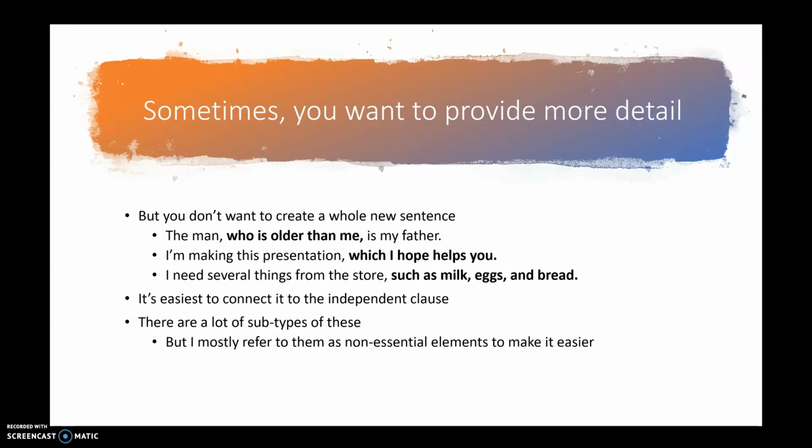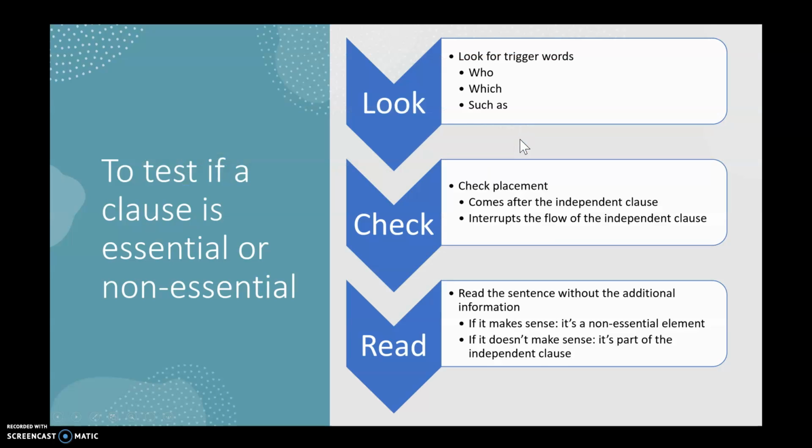I'm making this presentation, which I hope helps you. I need several things from the store, such as milk, eggs, and bread. Sometimes you just want to add a little extra information, and it's easier to connect it to the independent clause than to make a whole new sentence. There are a lot of different subtypes of these, and I just mostly refer to them as non-essential elements to make it easier on everyone so that you're not memorizing 25 different types of adjectival clauses. They all kind of work the same.